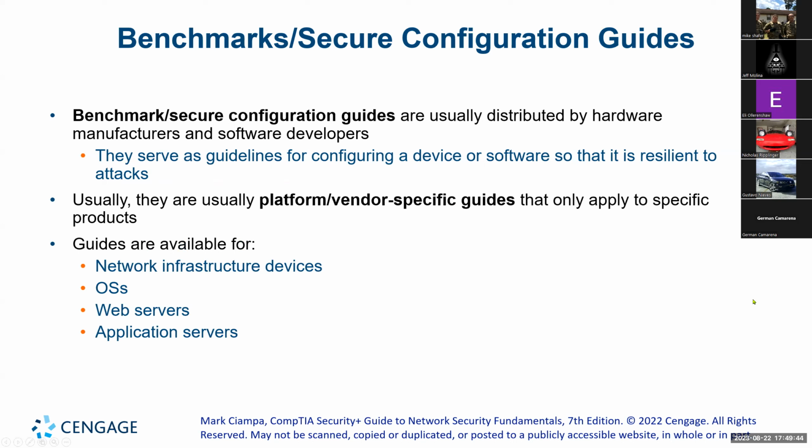Benchmarks and secure configuration guidelines. These are usually distributed by hardware manufacturers and software developers. They serve as guidelines for configuring a device or software so that it's resilient to attacks. Usually they're platform vendor specific guidelines that only apply to specific products. Guides are available for network infrastructure, OSs, web servers, and application servers. Notably, Internet of Things devices have not been great on catching up to this, which is why the configurations are all over the place on those.